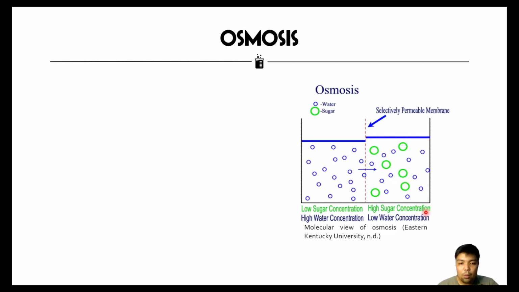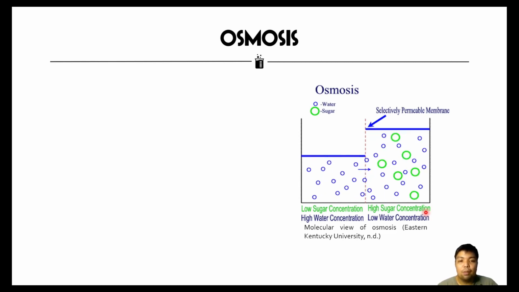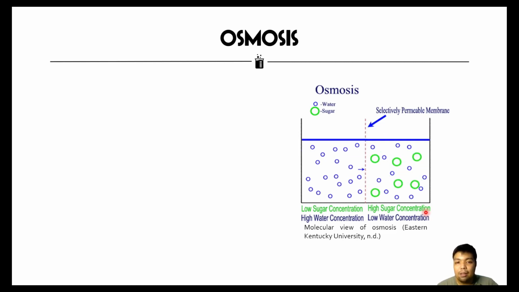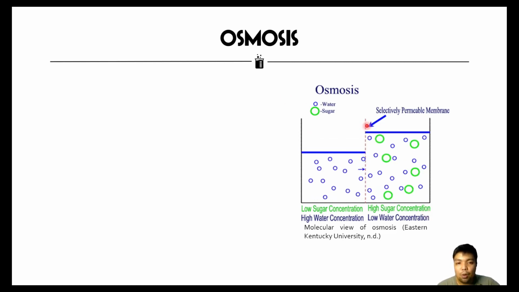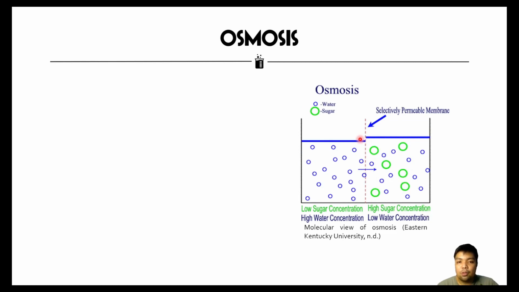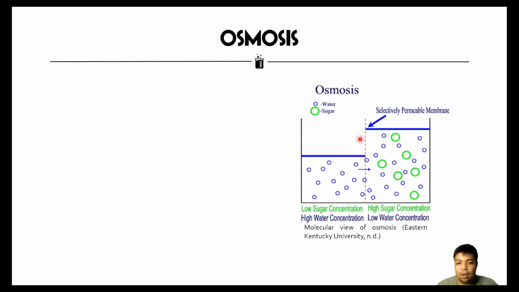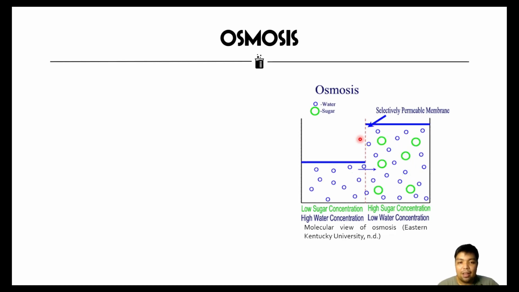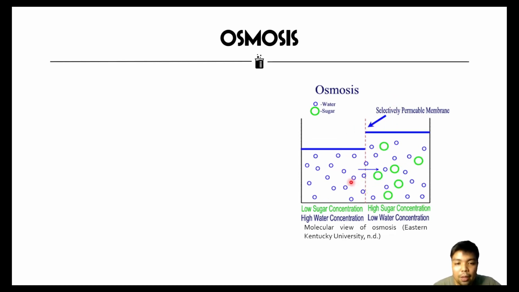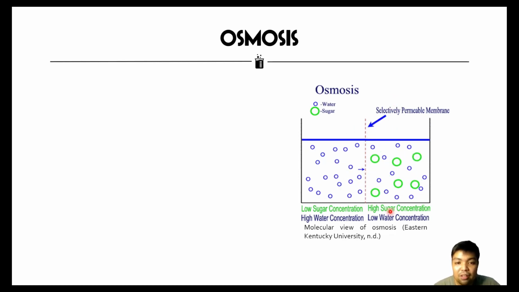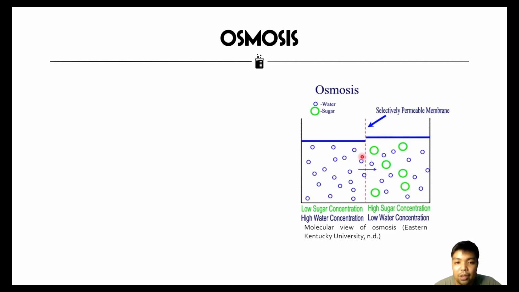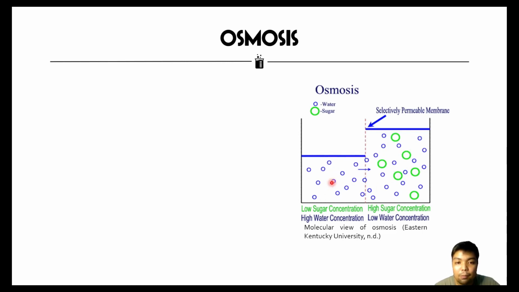So what do you mean when we say a semi-permeable membrane? It is some sort of a barrier or a thin membrane which has pores only large enough for some molecules to pass through. In this case, only the water molecules, which is the solvent here in the solution, are small enough to pass through the semi-permeable membrane.